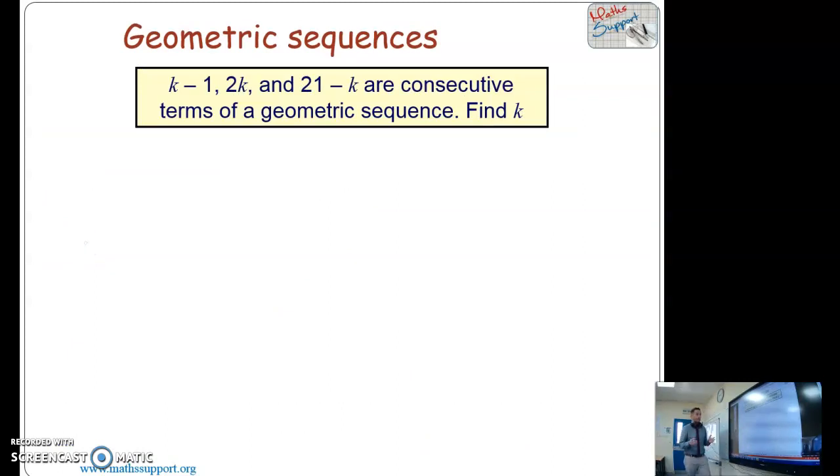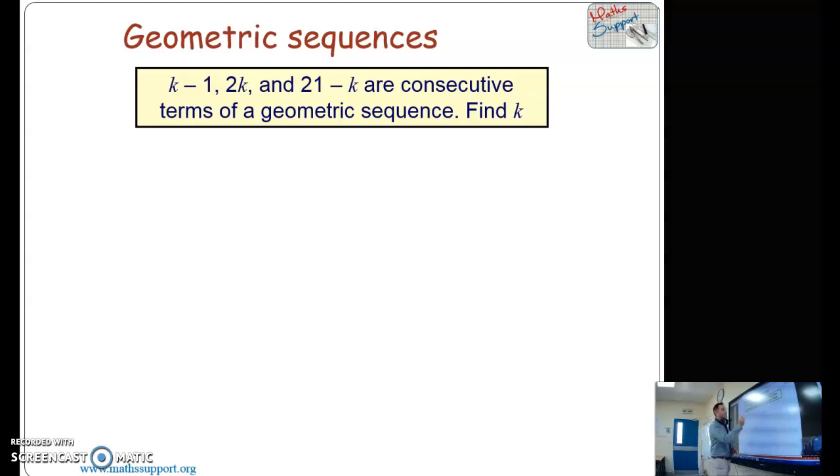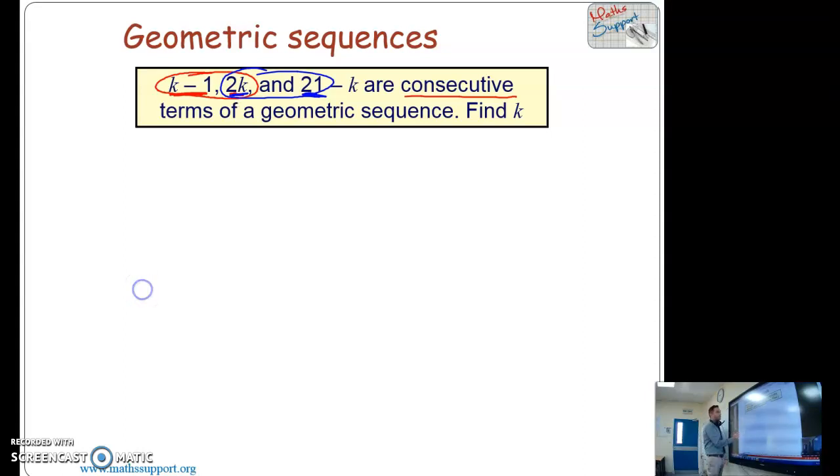One more with some tricky algebra in it. So we need to be pretty confident with how the sequence is generated here. So we have consecutive terms in a geometric sequence, consecutive one after the other, which means that I know this second term divided by the first term is the same as the third term divided by the second term. So I've got some useful information here that I can use to find k. Let's step this one through.